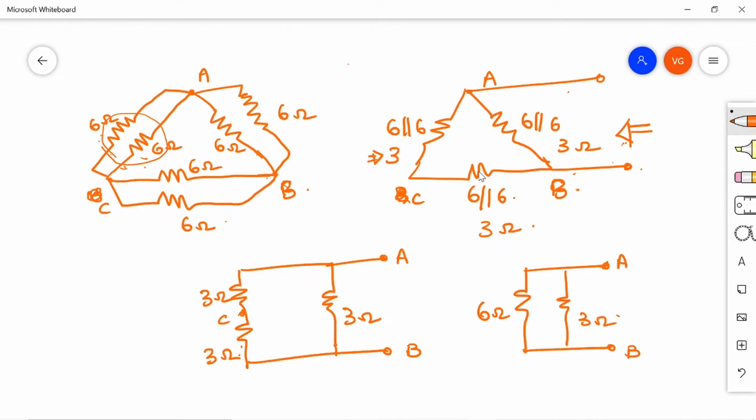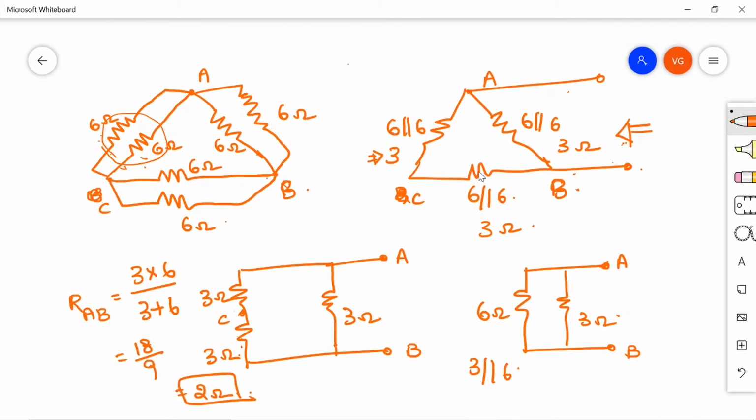So the resistance between our A and B is the parallel combination of 3 and 6. So that is 3 into 6 divided by 3 plus 6. So this is 18 by 9, nothing but 2 ohms. So the equivalent resistance here between A and B terminals is 2 ohms for this problem.